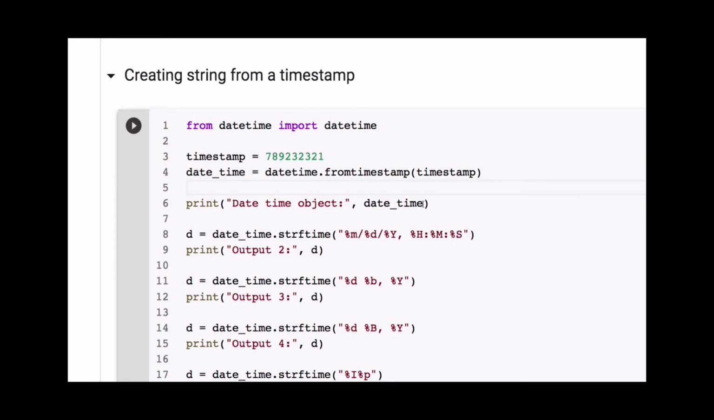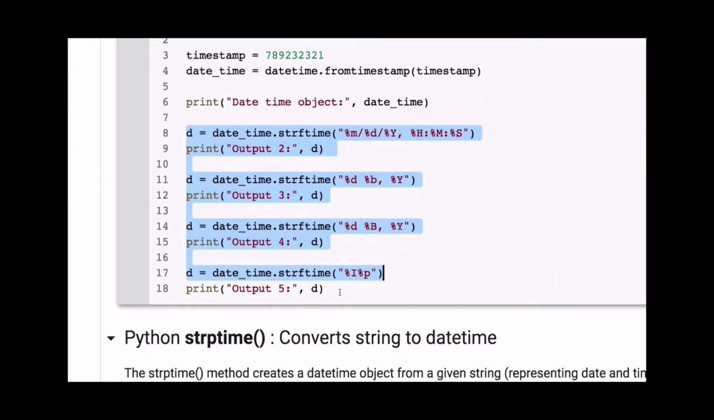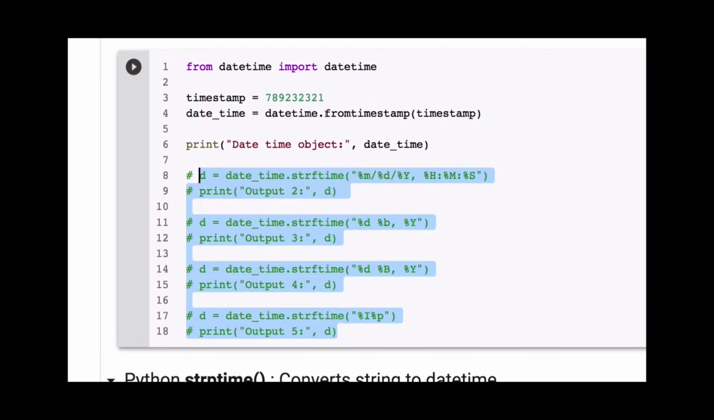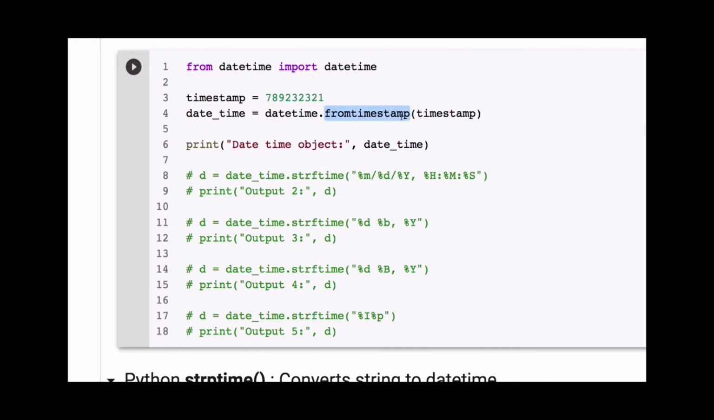Then after that, I can now print the date time that I've created. So let me show you what that means after I've been able to convert this one. Let me comment these ones out. All right, so if I convert it from the timestamp to date time, let's see what these numbers mean.